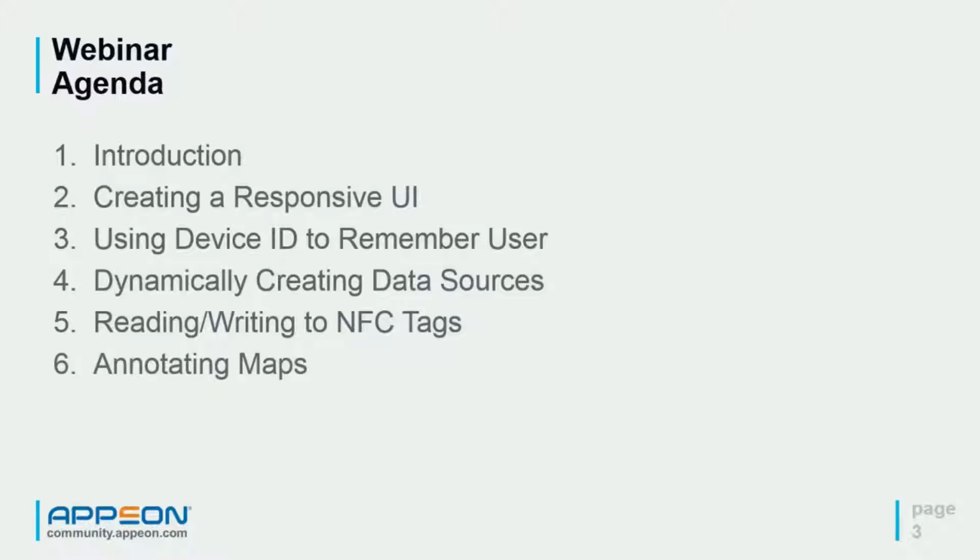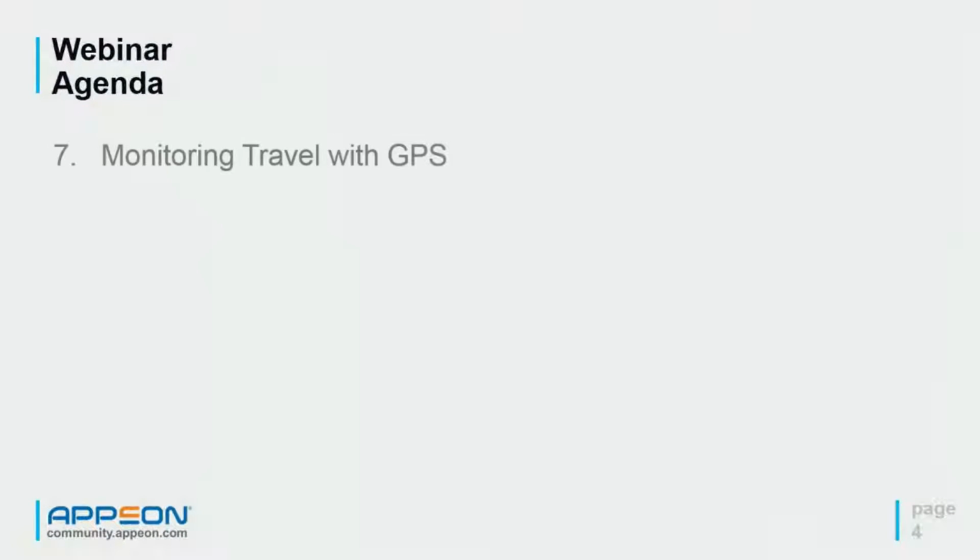Maps are a new functionality with Appeon, and we are going to show you some examples of how we've been using the maps in our applications. Also monitoring travel with the GPS: we've implemented some apps with the GPS functionality in the mobile device. It's been very helpful with some of the functions that we need in our applications.